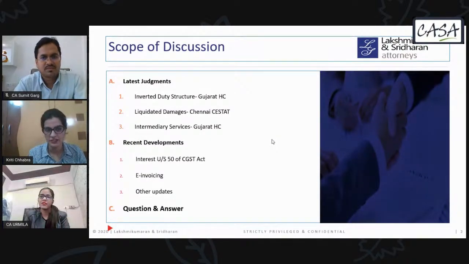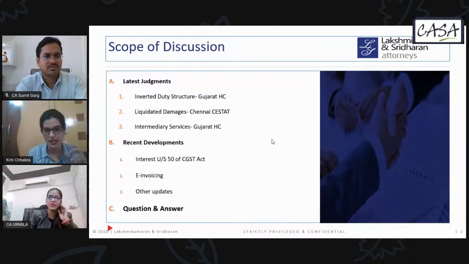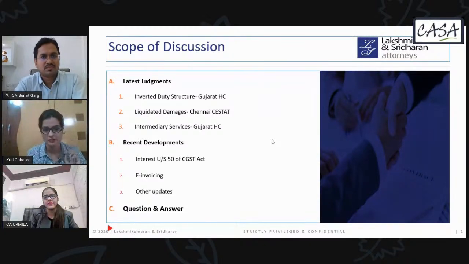So again, as Urmila mentioned, our scope of discussion for today will be, first, I'll discuss some latest judgments under GST. First will be inverted duty structure in the light of this recent Gujarat High Court judgment. I'll take a bit more time on this judgment because I feel it has the most interesting reasoning and ratio compared to other judgments.